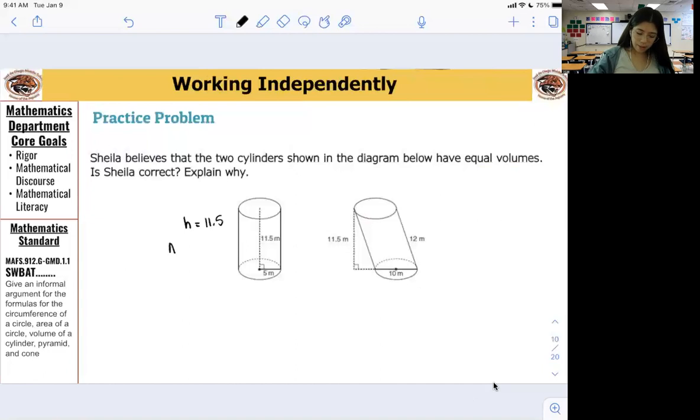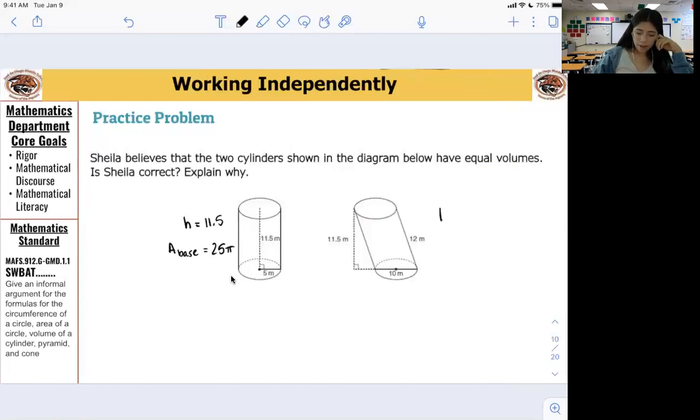And what's the area of the base? What would be the area of this base? Good, 25 pi.